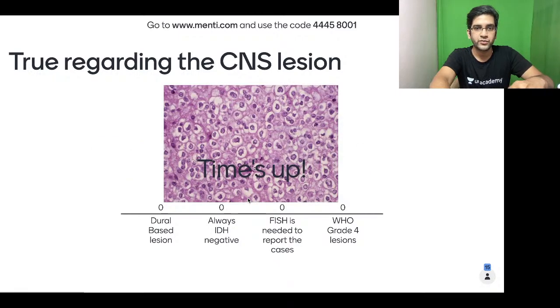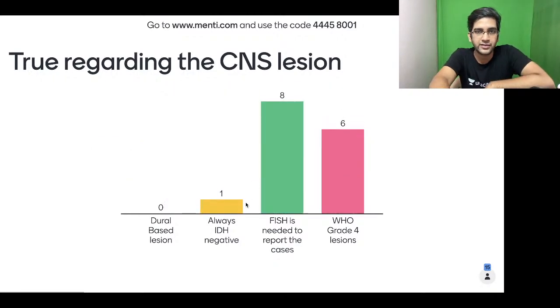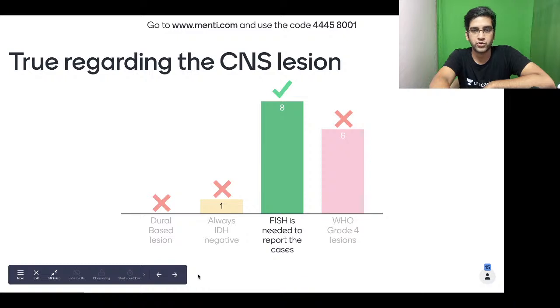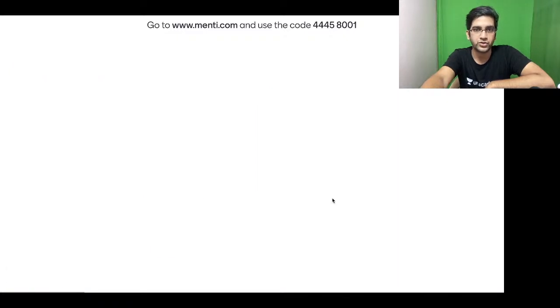Great. So the diagnosis, I'm sure you must have made it. It's oligodendroglioma, right? It's not a dural based lesion. Amazing. It's not always IDH negative. It will be IDH positive. And the most important thing required for me to diagnose here is the 1p19q codeletion. That requires FISH, right? It's not a WHO grade 4 lesion. Glioblastoma is a WHO grade 4 lesion, right? Great. Let's go to the next one.